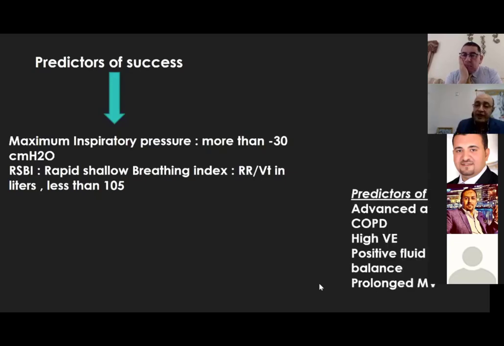There are predictors of failure. You have to expect that the older the patient, the greater the likelihood of failure. COPD patients have a high rate of failure. Also if they have high minute volume, if they have positive fluid balance, or if they were prolonged on mechanical ventilation, more than 7 days on the ventilator is going to result in a lot of complications. Among them are critical illness polyneuromyopathy, critical illness induced diaphragmatic dysfunction, and ventilator-induced diaphragmatic dysfunction.